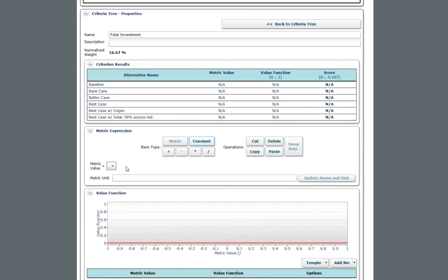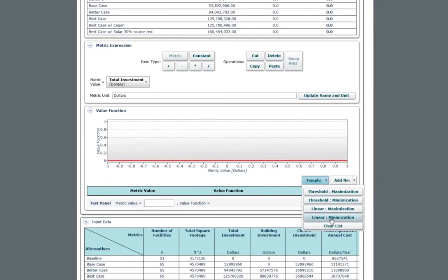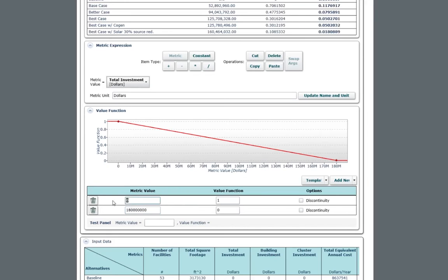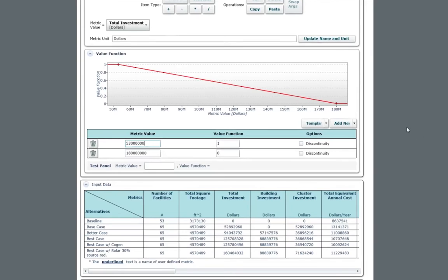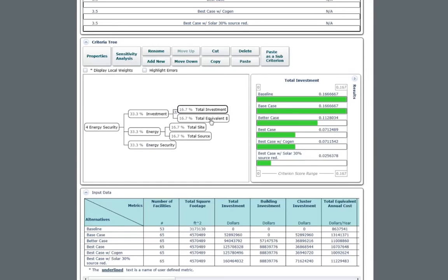So metric, total investment, units, minimize. Our investment was at 53 million to 160, so our low value is going to be that arbitrarily 180 million, and then here we're going to make it 53 million. Okay, and that's scores. And let's go back and do our total equivalent.